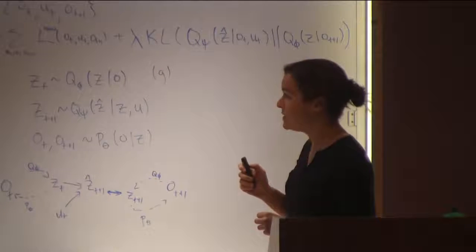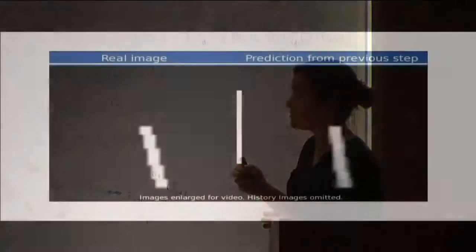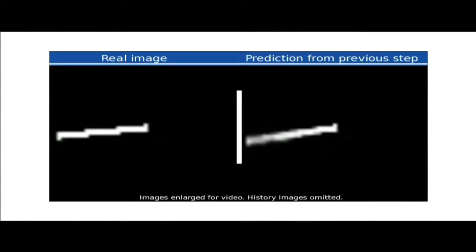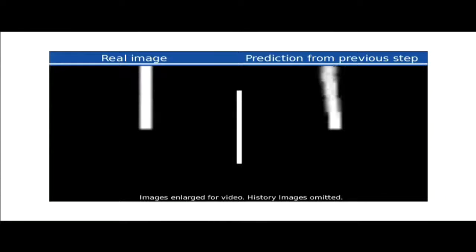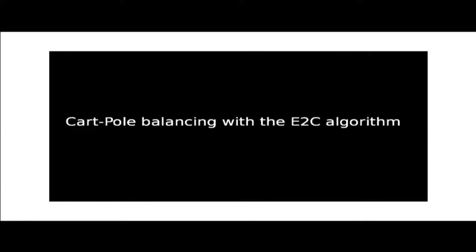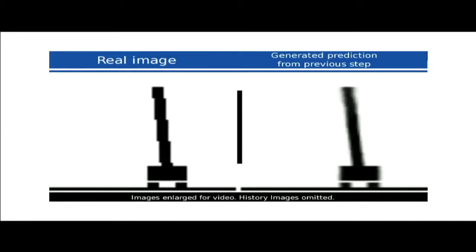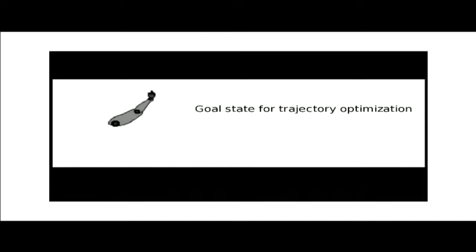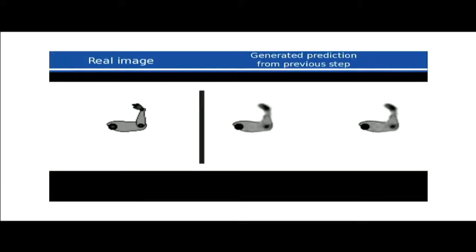Okay, and so here's some of the results. They tried this on 3 different synthetic domains. The first one was swinging up the pole. The second one is balancing the pole. And so on the right, they show the prediction from their model, the one-step prediction, not the rollout of the prediction. And then the third task was to try and take this 2-link arm and reach a goal image of the arm.